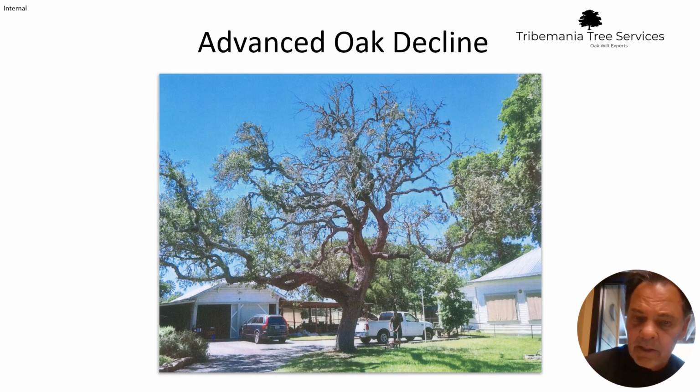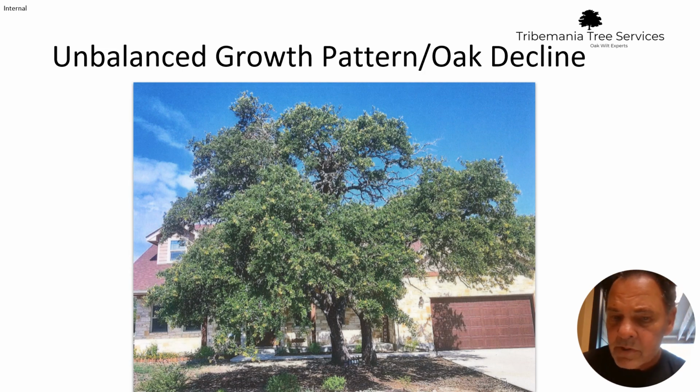This is a tree that's in an advanced stage of decline. We can see discoloration, defoliation, and branches that are dying. This is a very unhealthy growth pattern. It's an unbalanced growth pattern. So just because a tree has a lot of leaf population doesn't mean that it's healthy.